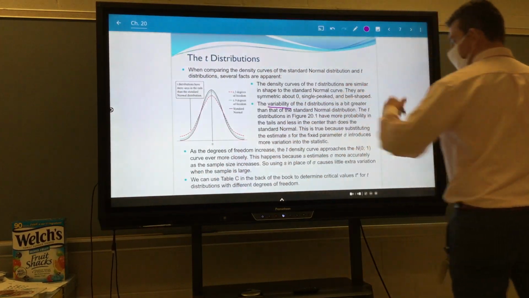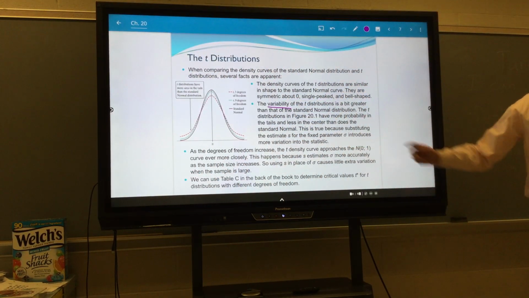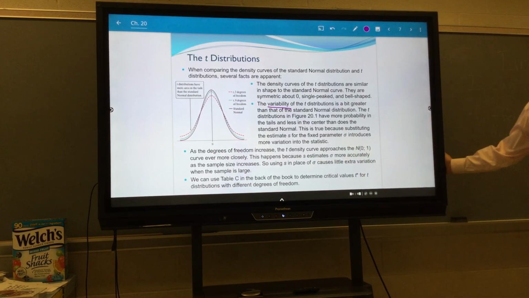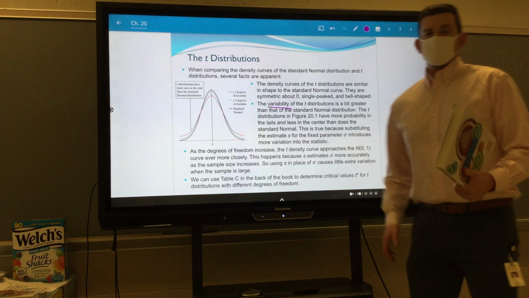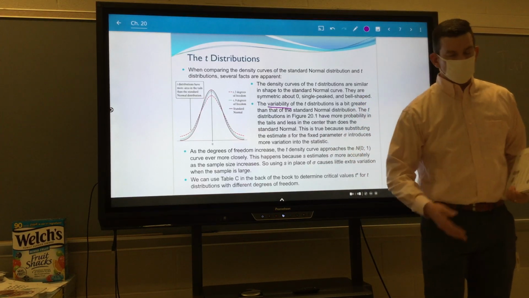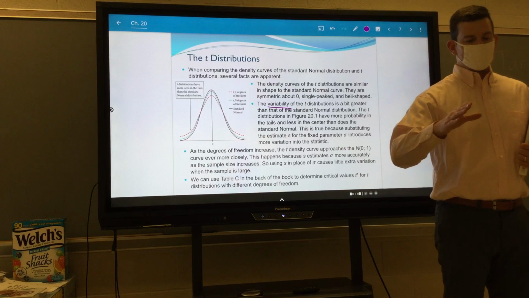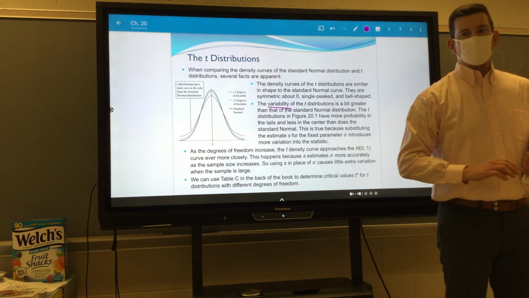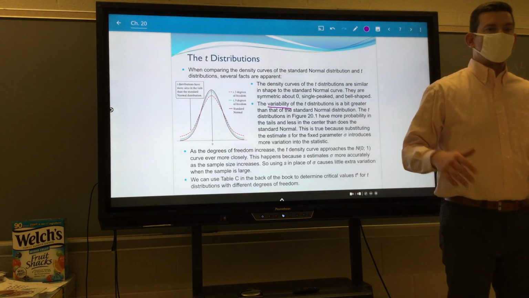As the degrees of freedom increase, the t-density curve approaches the normal curve. This happens because S estimates sigma more accurately as the sample size increases, so using S in place of sigma causes little extra variation when the sample is large. Now, we can use a table. Remember the z-score chart? We used that to get the z-score, and we looked up a p-value based off of that. Well, we're ditching the normal distribution, so we're ditching that chart.